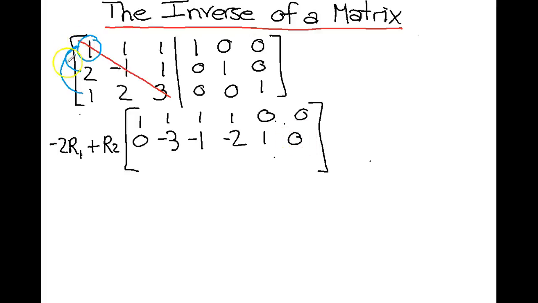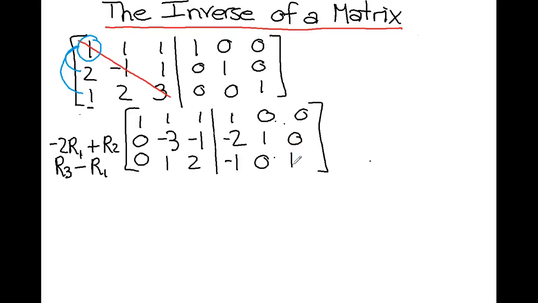How am I going to use row 1 to eliminate the 1 right here? I'm just going to subtract my rows. I'm going to say row 3 minus row 1. Okay, 1 minus 1 is 0. 2 minus 1 is 1. 3 minus 1 is 2. 0 minus 1 is -1. 0 minus 0 is 0. And 1 minus 0 is 1.